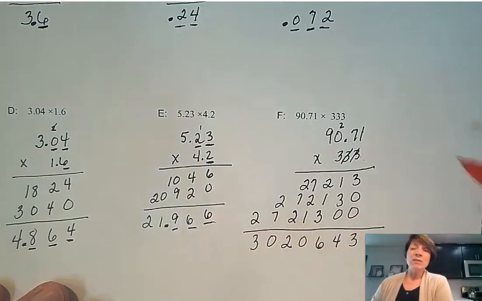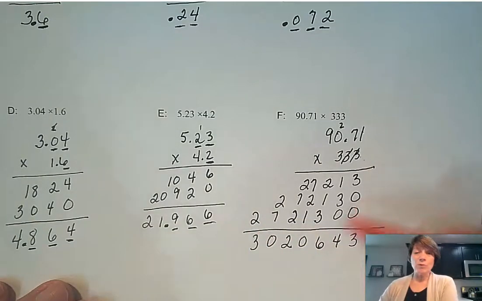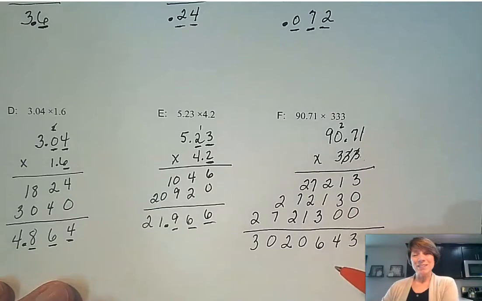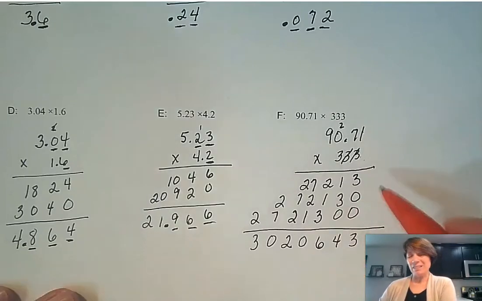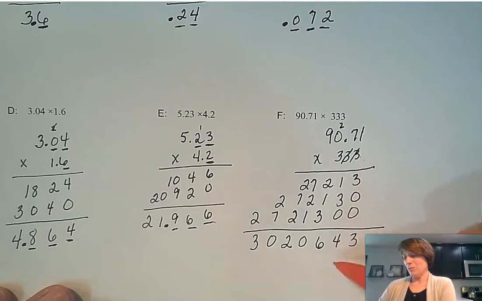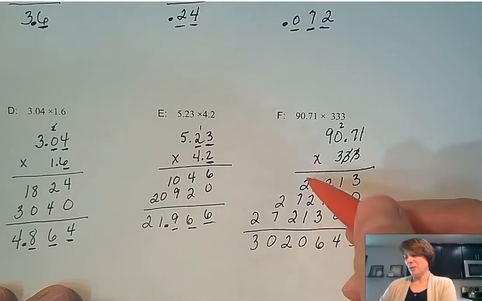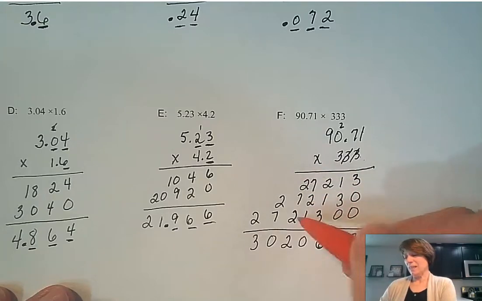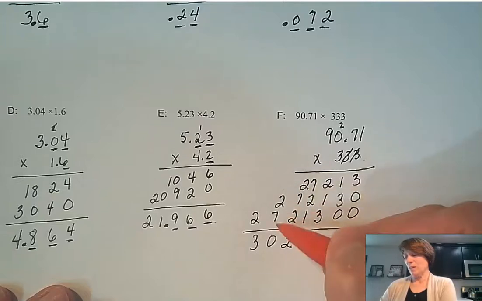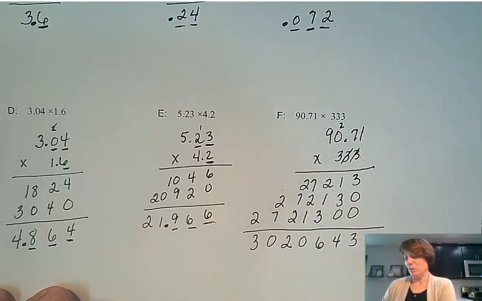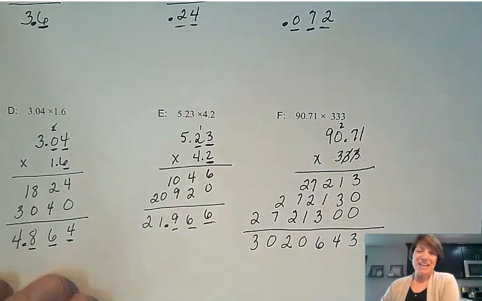Now you can see here, it's real important to keep your columns nice and lined up, because if you didn't, you would add these incorrectly. So 3 plus 0 is 3, 3 and 1 is 4, 3, 4, 5, 6, 7, 8, 9, 10, carry my 1, 7, 8, 9, 10, and 2 is 12, carry my 1, 7, 8, 9, 10, carry my 1, 3. All right, so let's place that decimal.